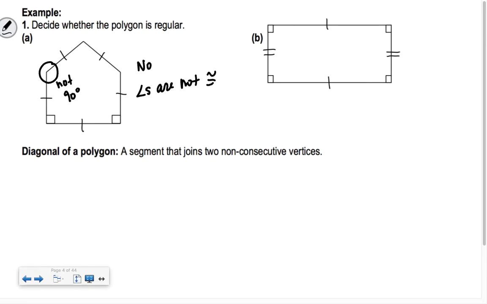All right, how about the next one? Is it regular? No. Why? Right, the sides are not congruent. Perfect. So in order to be regular, you need all the sides and all the angles to be the same.